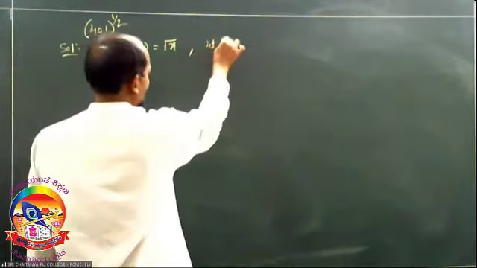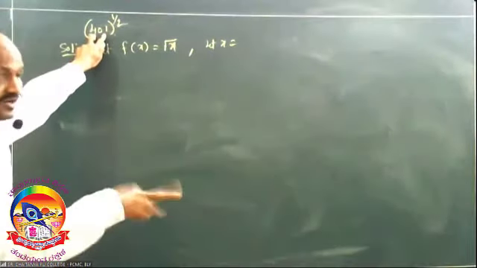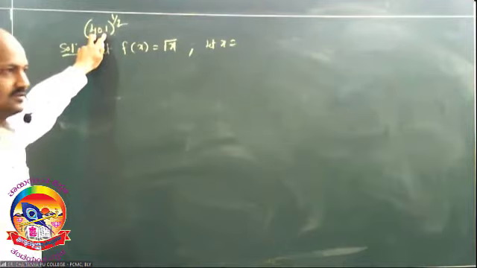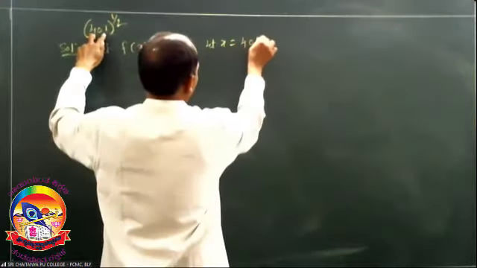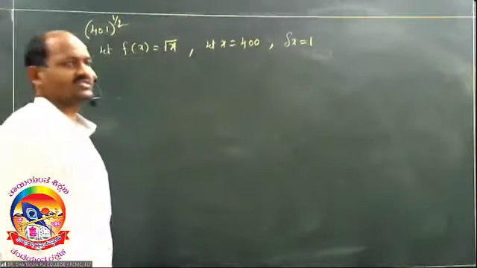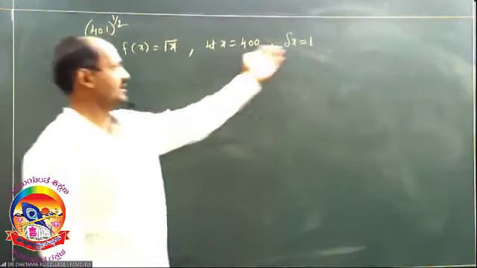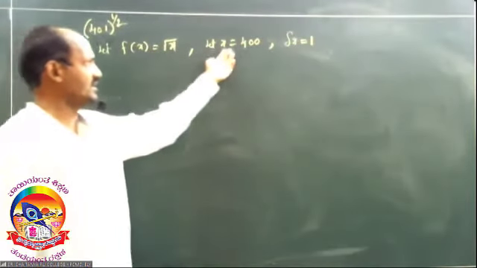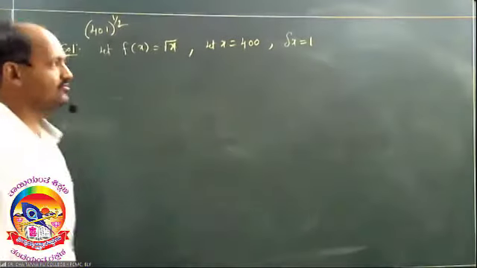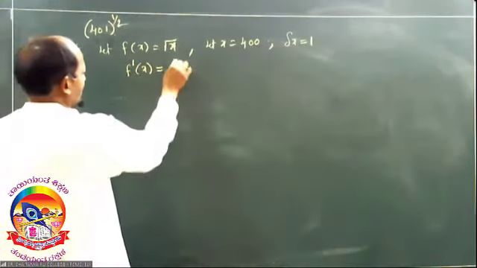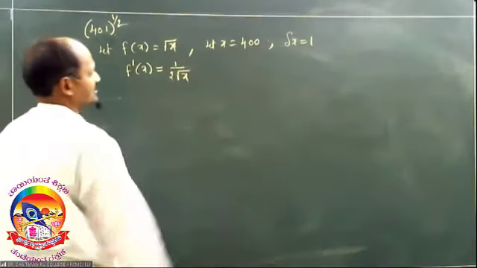What about x? It is clearly 400 plus 1, having square root of 400 as 20. So clearly x is equal to 400, then the error, the approximate value delta x, is equal to 1. 400 plus 1 is 401. So the function is root x and x equal to 400, delta x is equal to 1. Same process, find the derivative. What about the derivative of root x? It is 1 by 2 root x.